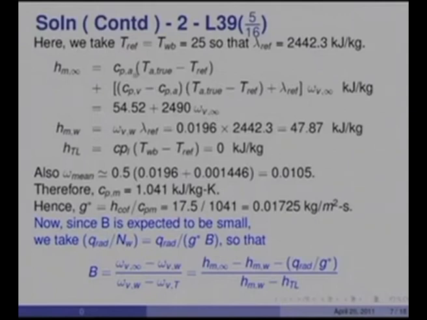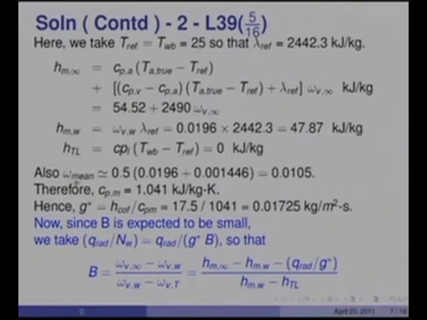HMW of course, because these specific heat sensible heat terms go out, and you will have omega VW into lambda ref equal to 0.0196, 2442.3, 47.87, and the liquid enthalpy would be CPL into T wet bulb minus T ref equal to 0, because we have taken the reference temperature at the wet bulb itself.